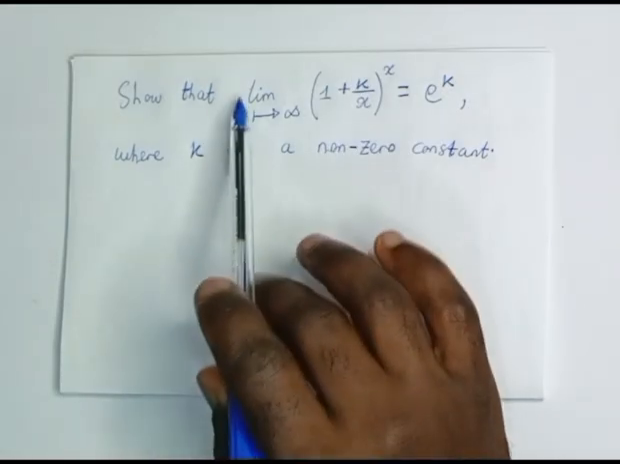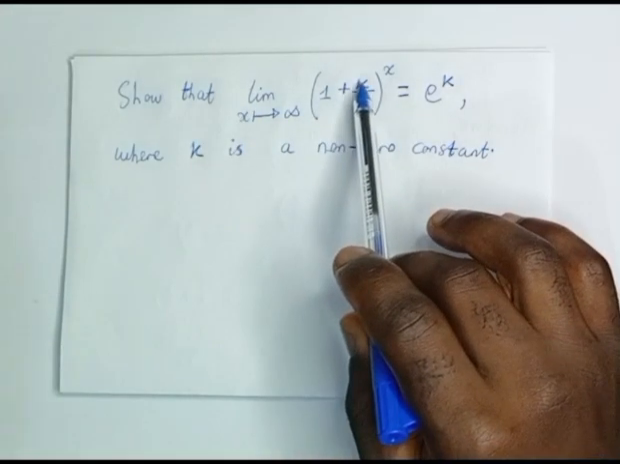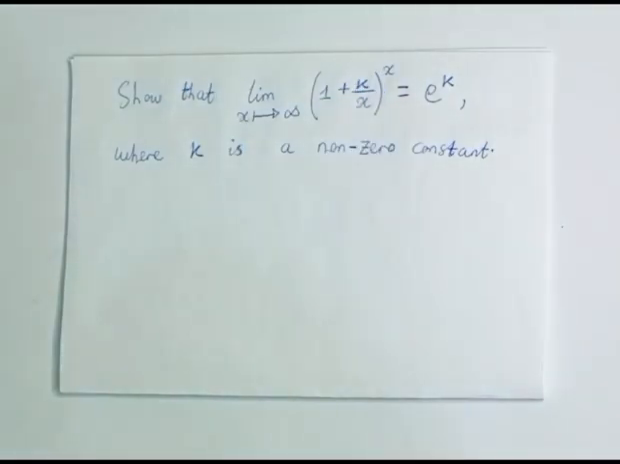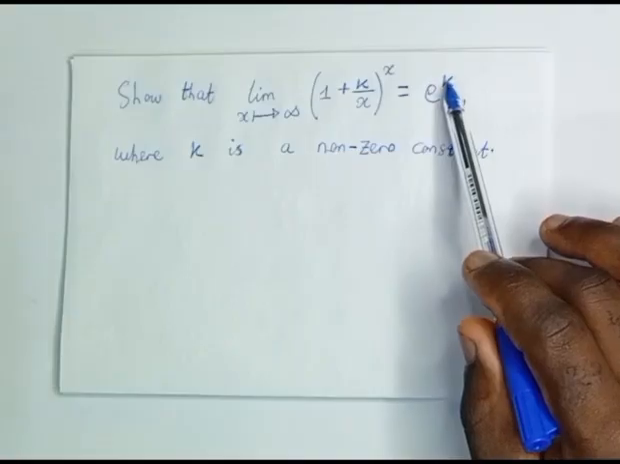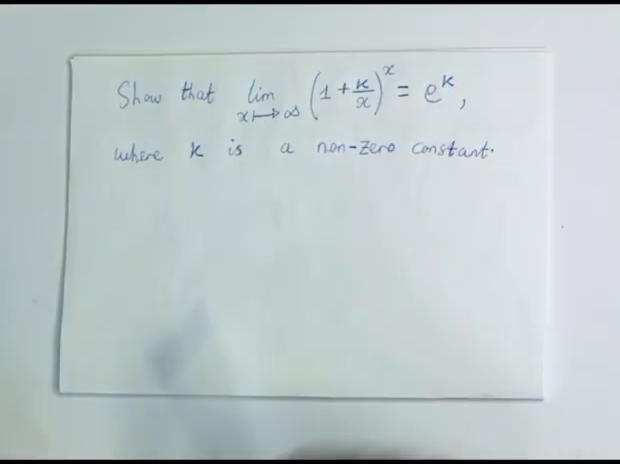Show that the limit as x tends to infinity of (1 plus k over x) all raised to the power x is equal to e raised to the power k, where k is a non-zero constant. That means k belongs to the set of real numbers and k is different from 0. For us to show this limit, we are going to make good use of this property.